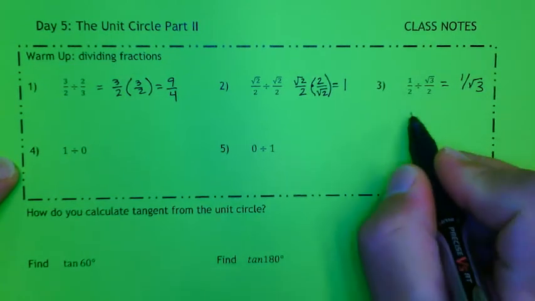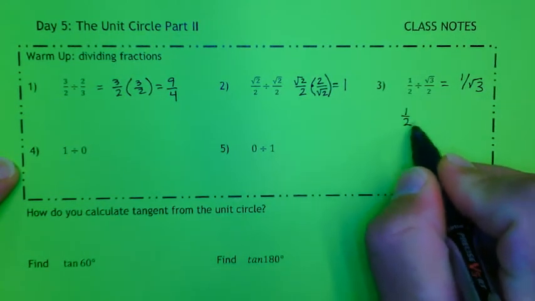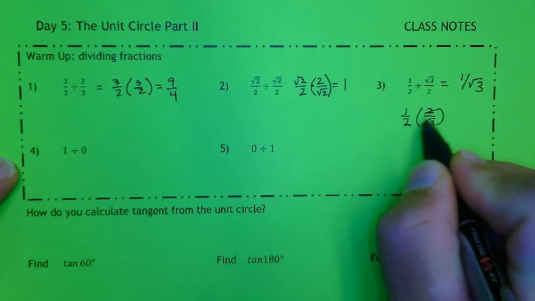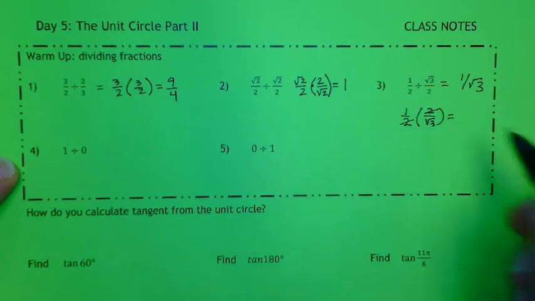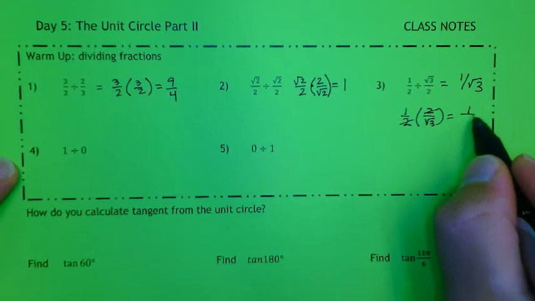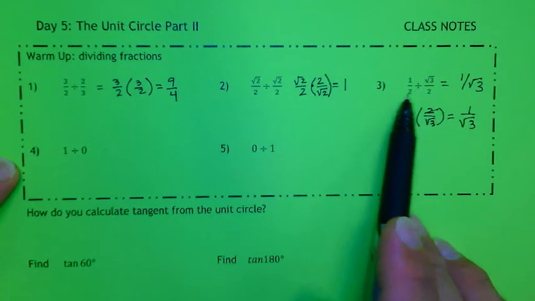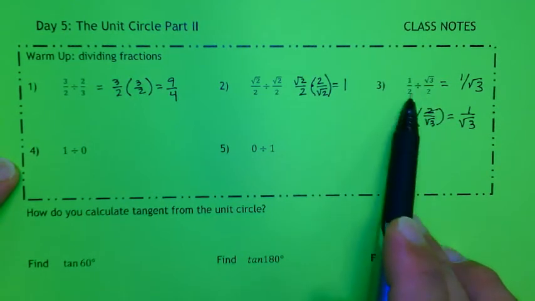The reason that works is I have 1/2 times 2 over the square root of 3. Right? Those 2's would cancel, and you're left with 1 over the square root of 3. But that only works if I have the same denominator.